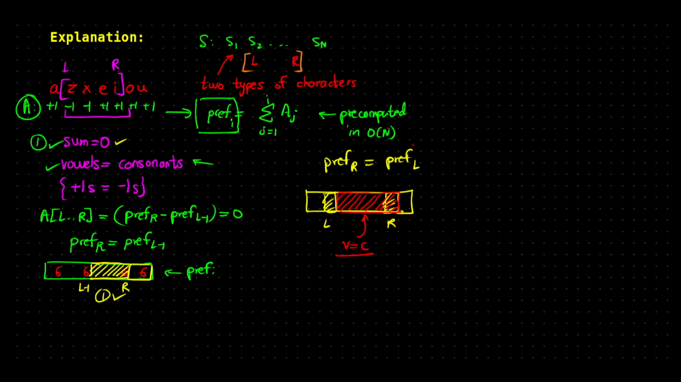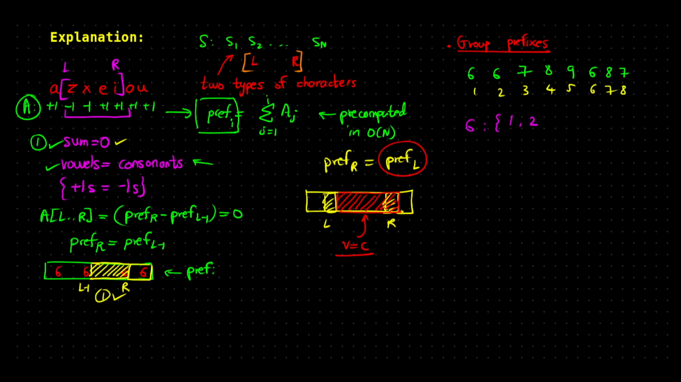Now we can group all the prefixes for which this condition is followed. So if the prefix array has the following values, say 6, 6, 7, 8, 9, 6, 8, 7 at positions 1, 2, 3, 4, 5, 6, 7, and 8, we can group them as follows. We can say that 6 is present at locations 1, 2, and 6. Then 7 is present at 3 and 8. 8 is present at 4 and 7. 9 is present at 5.